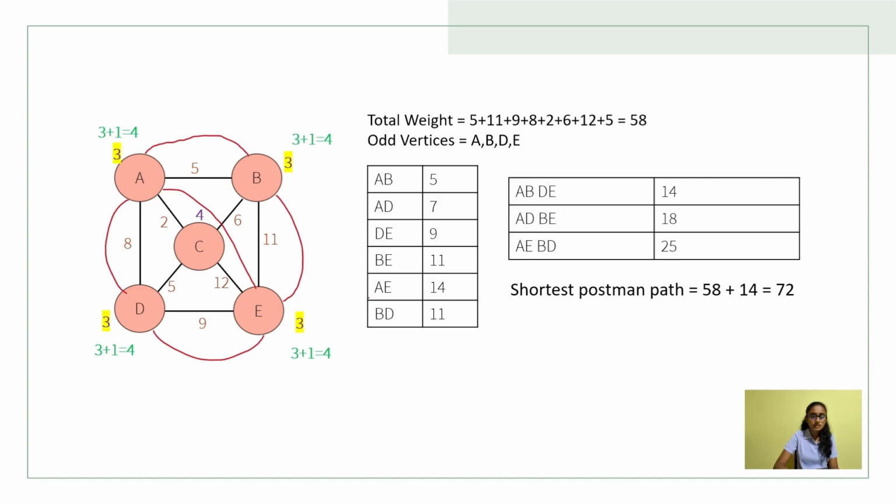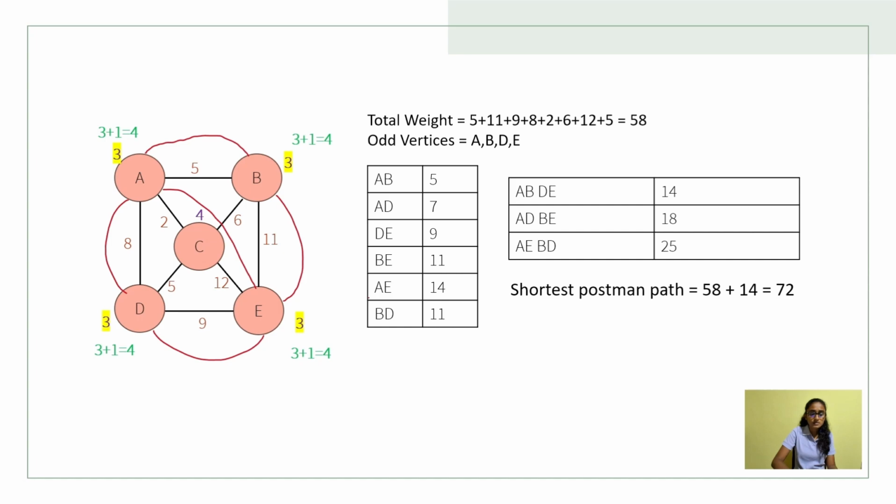Let's move to another example. We want to find the shortest route that covers every edge at least once, which is called the Chinese Postman problem. First, I add all the edge weights in the graph. So the total edge weight is 58. Next, we check the degree of each vertex. There are 4 odd degree vertices, A, B, D and E.